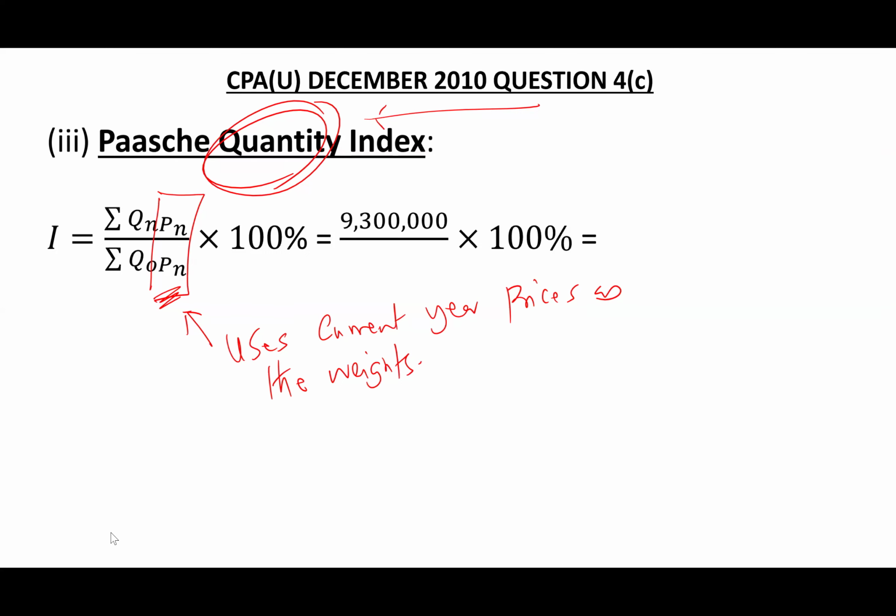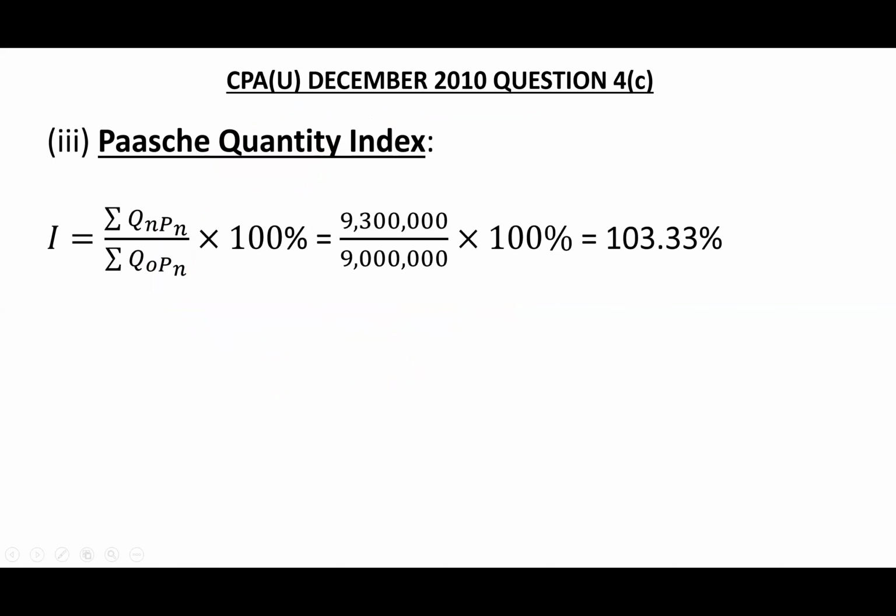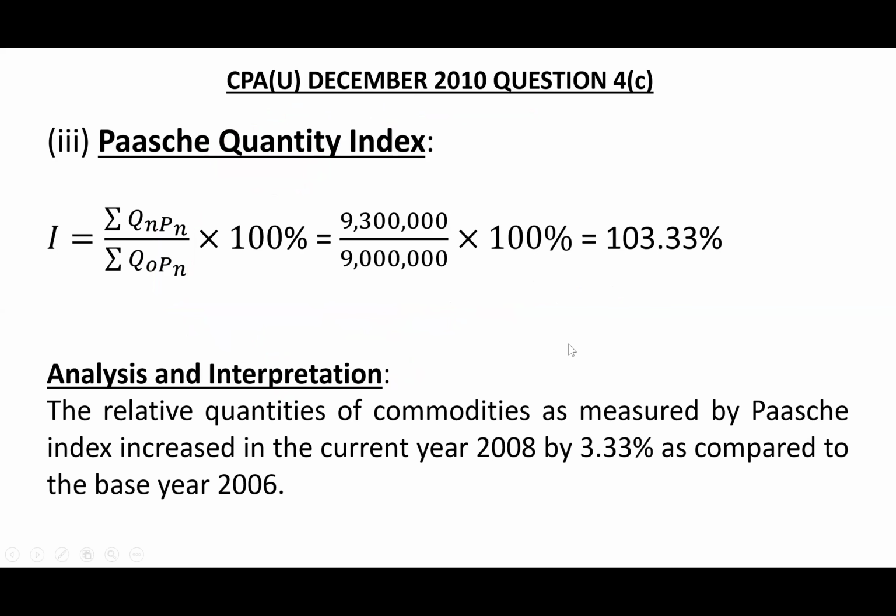What do we have? 103.33. And what is our analysis? Now here I talk about quantities, not prices. Be careful in the analysis. The relative quantities of commodities as measured by Paasche index increased in the current year, 2008, by 3.33% as compared to the base year.